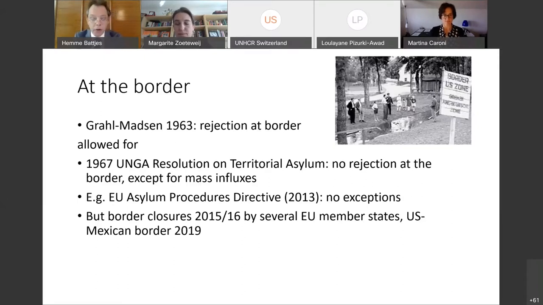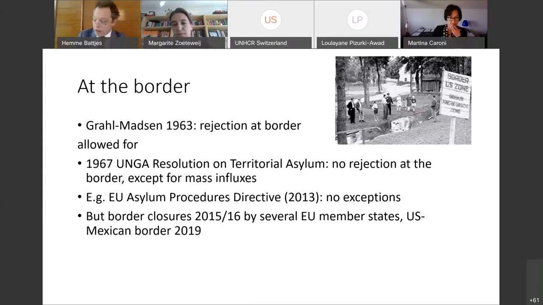Now, gradually, the position both in literature and in state practice has changed. So in 1967, a resolution was adopted by the General Assembly of the United Nations, which stated that rejection at the border was not allowed. Then again, it made an exception for mass influxes. I think in the following decades, there was general acceptance that the prohibition of refoulement always applies at borders. And that's the way it has been codified in, for example, the EU Asylum Procedures Directive. So the prohibition of refoulement applies on the territory, at the borders, in the territorial waters, with no exception, also not in case of mass influxes.